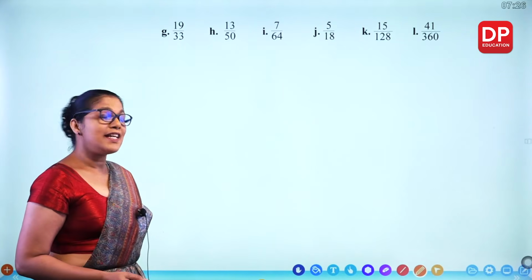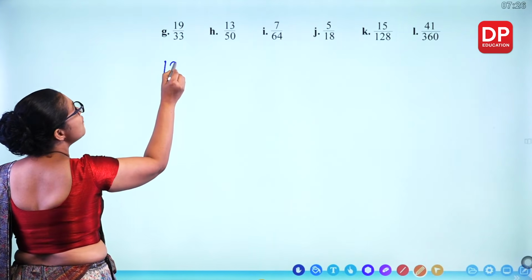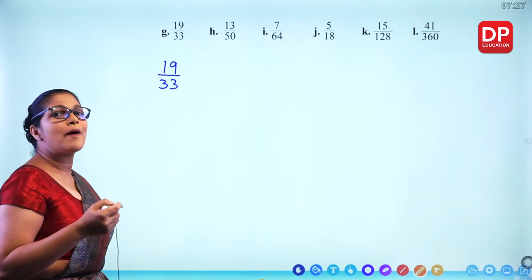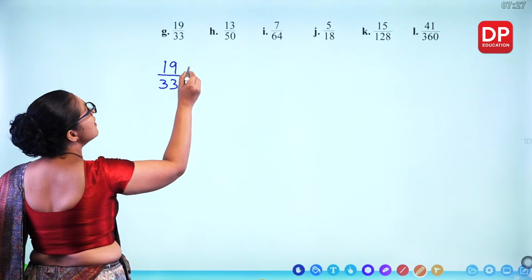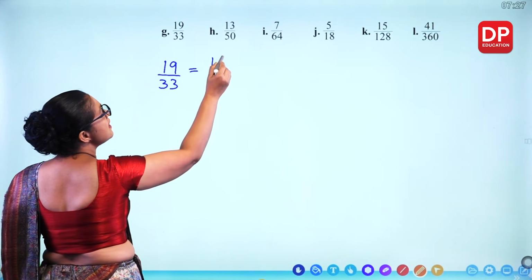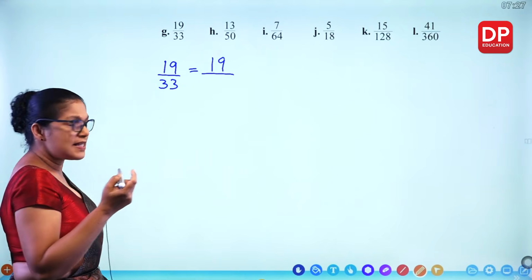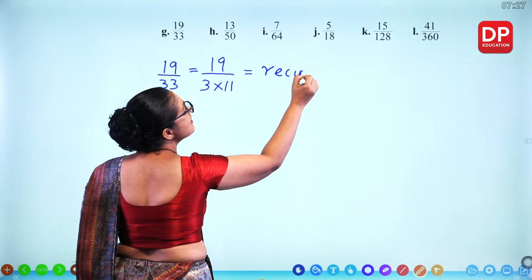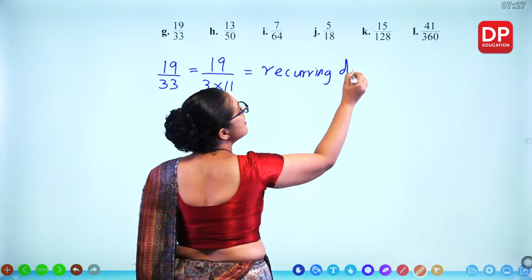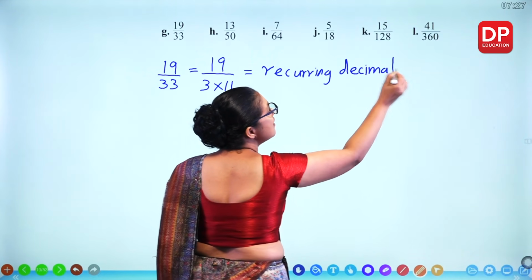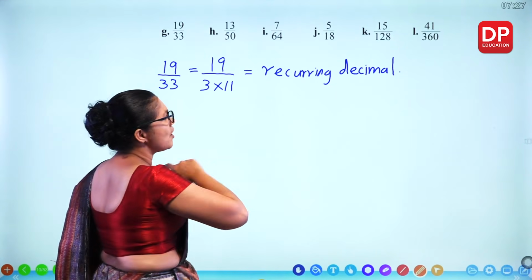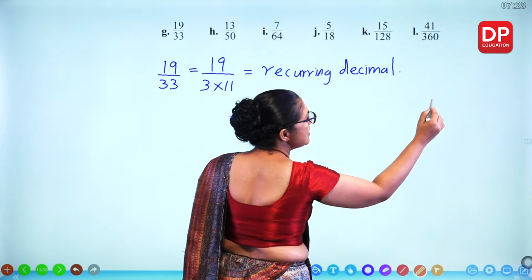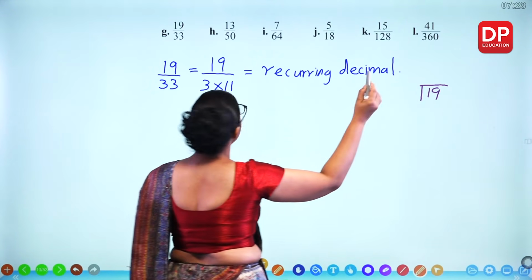Now we'll take 19 over 33. And we'll see whether we can write as 2 to the power m into 5 to the power n in the denominator. So here 33 is 3 times 11. So it's a recurring decimal. Now we need to write down in the concise form. Now how can we write down in concise form? You have to do long division and see. 19 over 33.